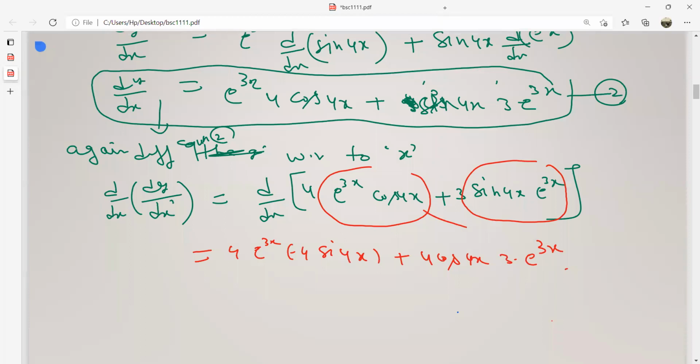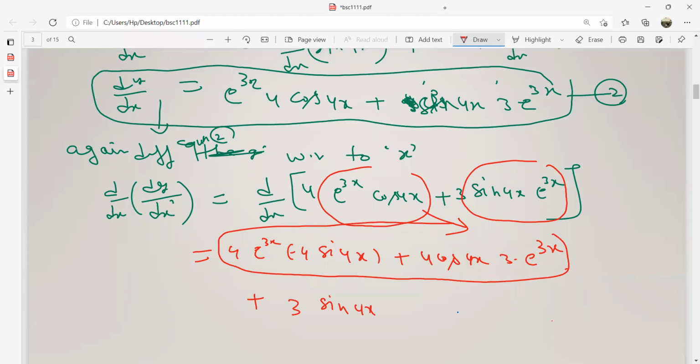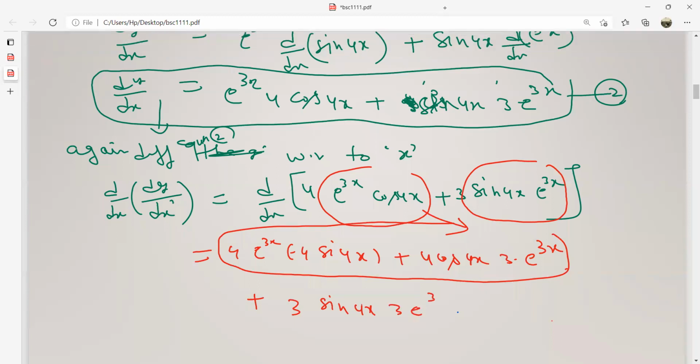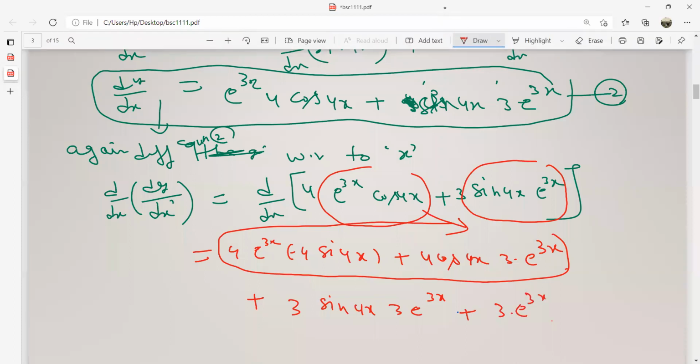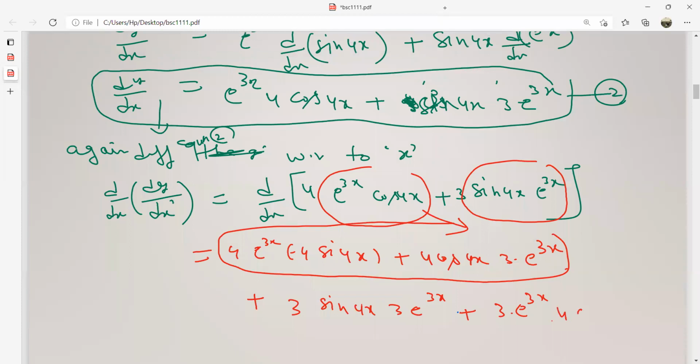This is the differentiation of the first function. Again differentiate this function. So 3 is constant, and we add again because here is the addition sign. So 3 sin 4x and 3e^(3x), plus 3e^(3x), and here again 4 cos 4x. So this is your second derivative of the given function.